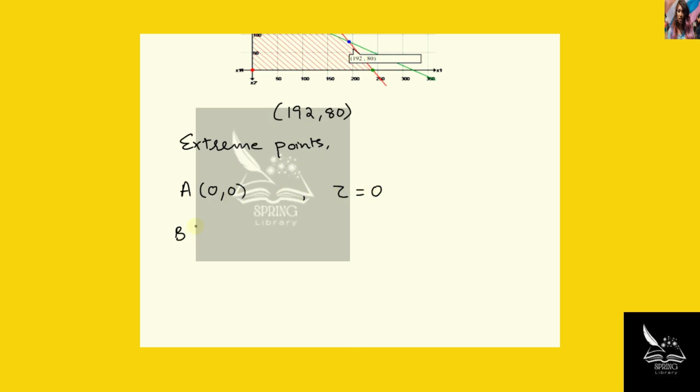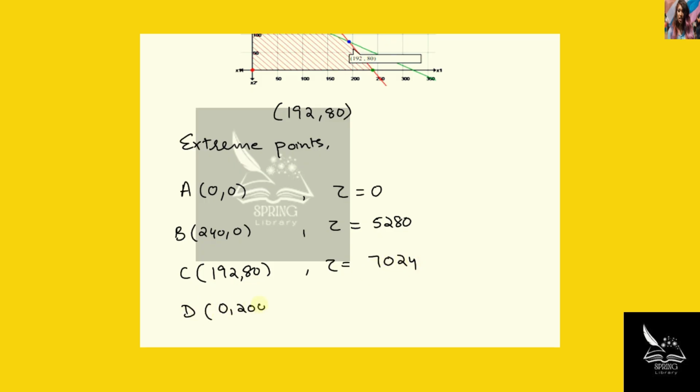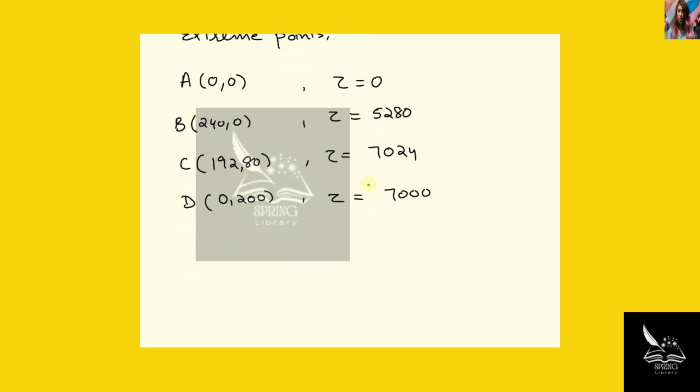Next for the point B, 240 and 0, our profit will be 5280 by substituting x1 and x2. For C, the point 192 and 80, we get our profit z equal to 7024, and for the point D, 0 and 200, we get our profit equal to 7000. So from all these values we can see that the maximum profit z is $7024.